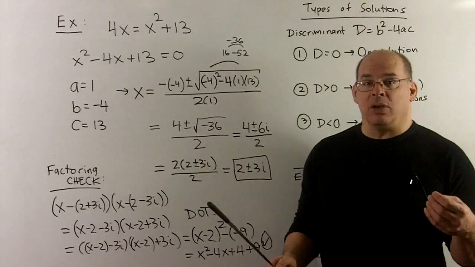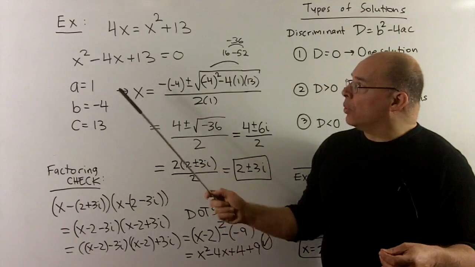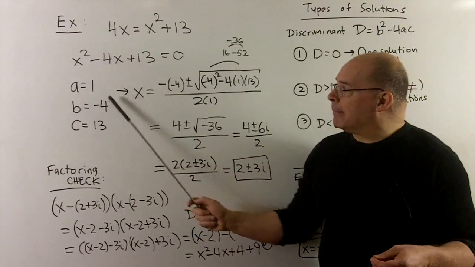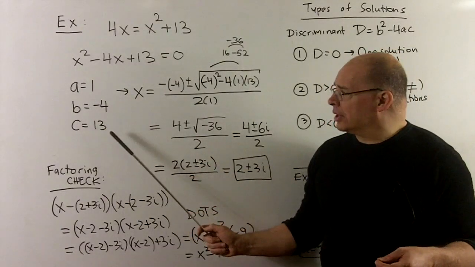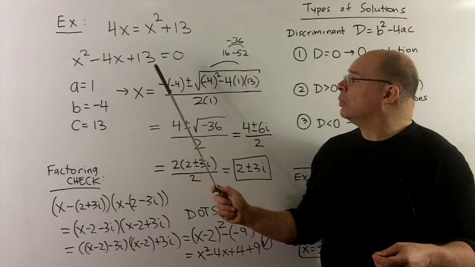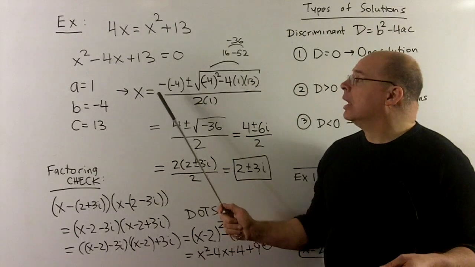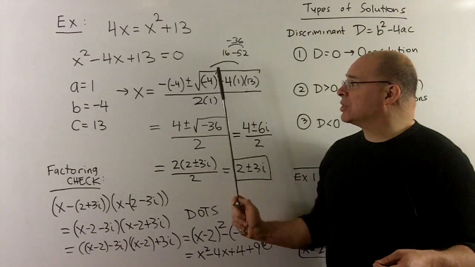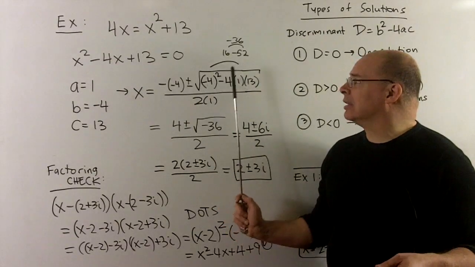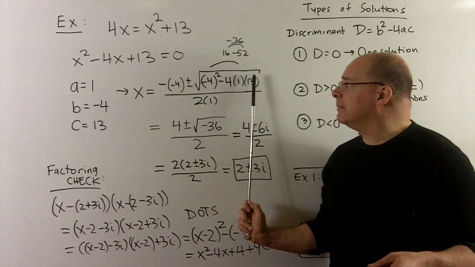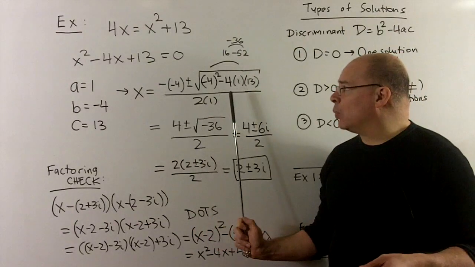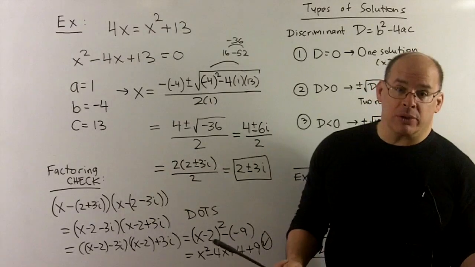The x's are in descending order of degree. So we'll have a equals 1, b equals minus 4, c equals 13. We drop it into the quadratic equation. We have x equals minus 4 plus or minus the square root of minus 4 squared less 4 times 1 times 13, all over 2 times 1.